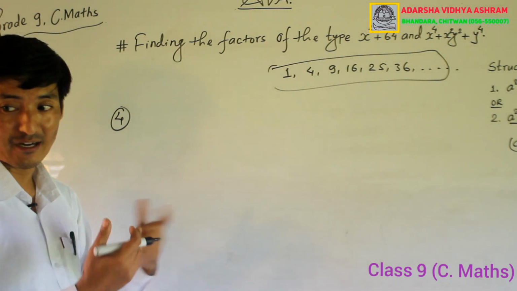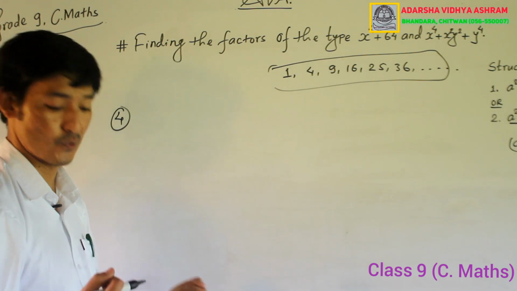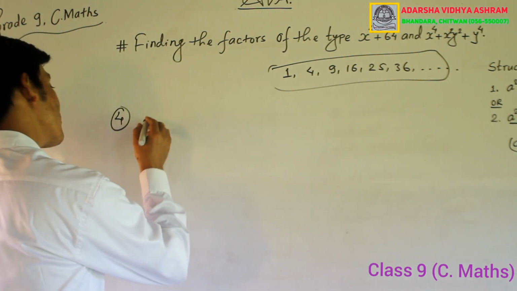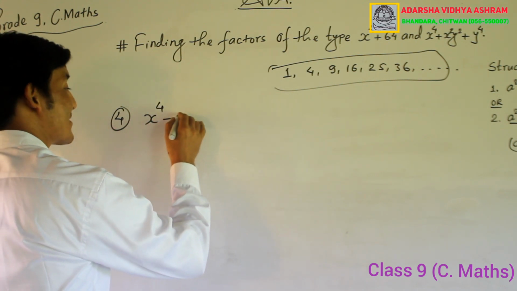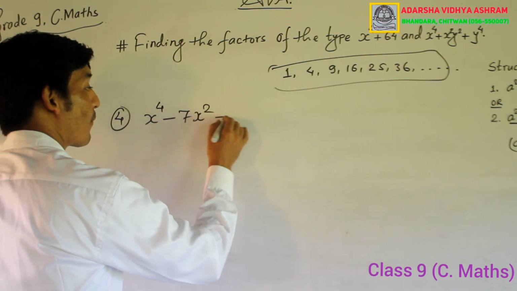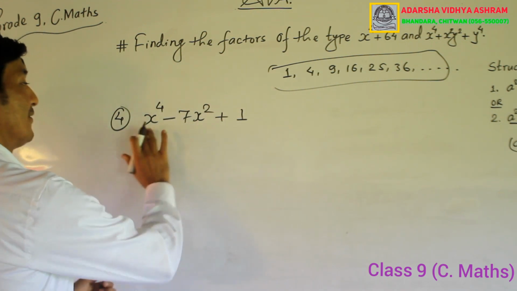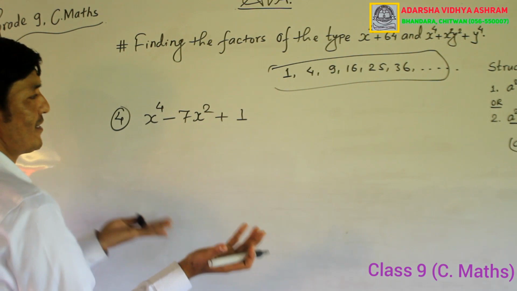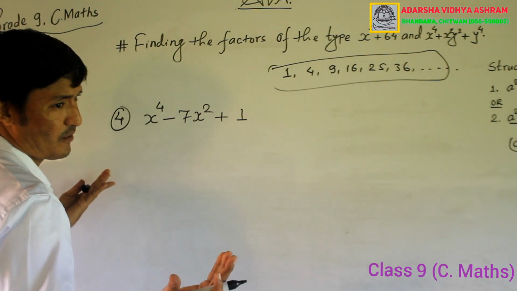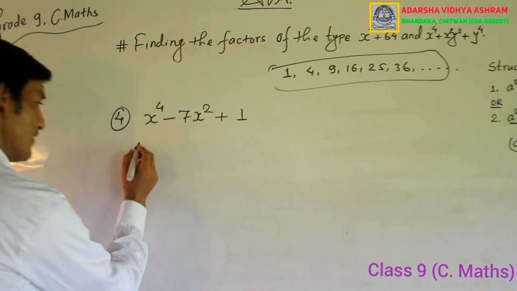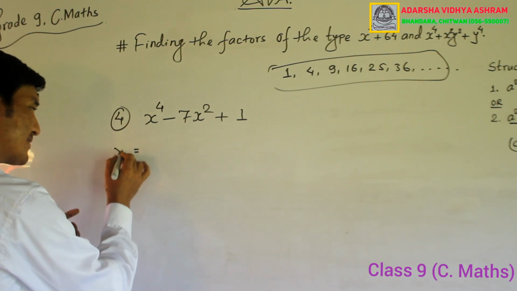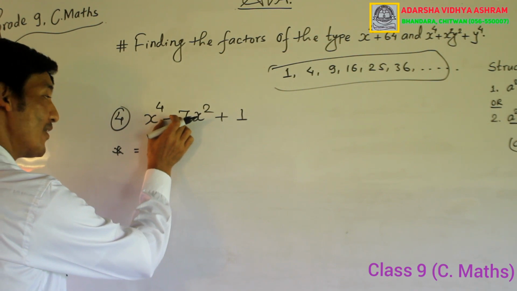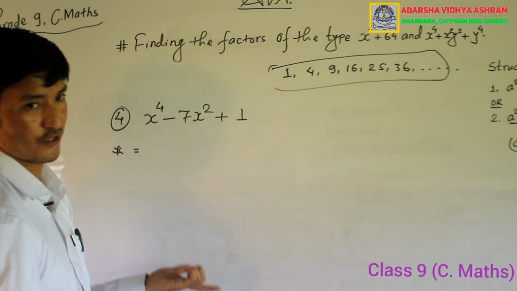Whatever questions you find, then you can easily do. So I want to write, maybe this is the last question: x to the power 4 minus 7x square plus 1. Okay, there are also three terms. Having minus here, is minus 2ab always right or wrong? I don't know. Let's see. In the first step, we will come to the point whether here is minus 2ab or plus 2ab.